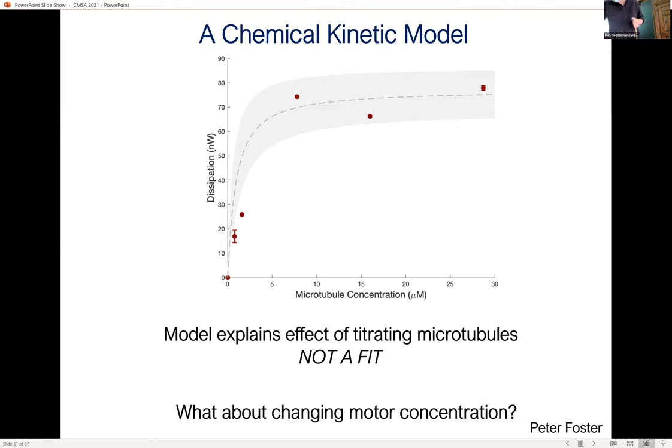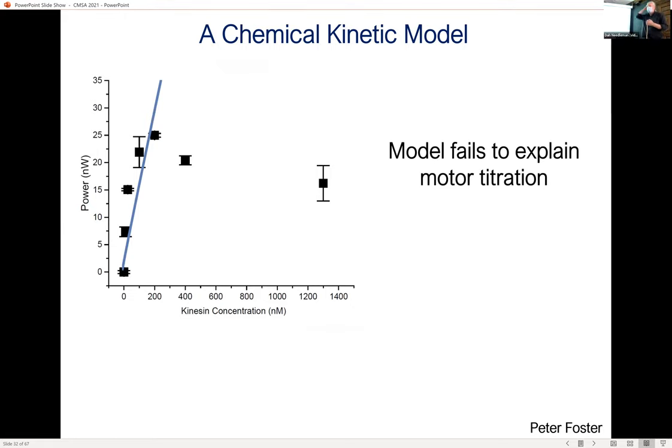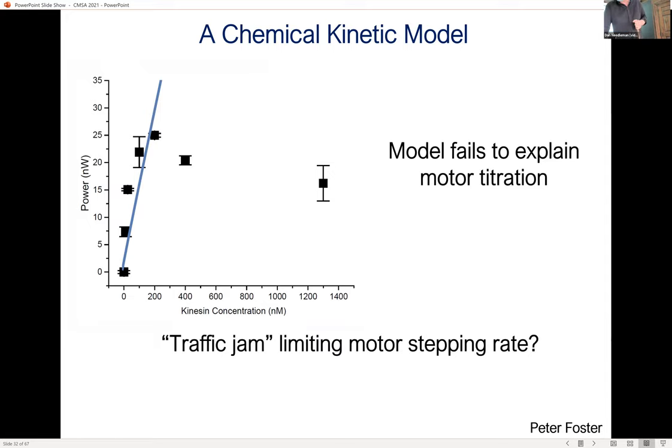Finally, what about changing motor concentration? Because this model is assuming that motors are all independent of each other, this would predict that everything should just scale linearly with the number of motors. And in fact, we do see that for small concentrations of motors, but that clearly breaks down for larger concentrations. We actually don't know what's going on there microscopically, but one could imagine perhaps traffic jams or other things happening, which I think is really quite interesting. But as of now, it's just an observation.